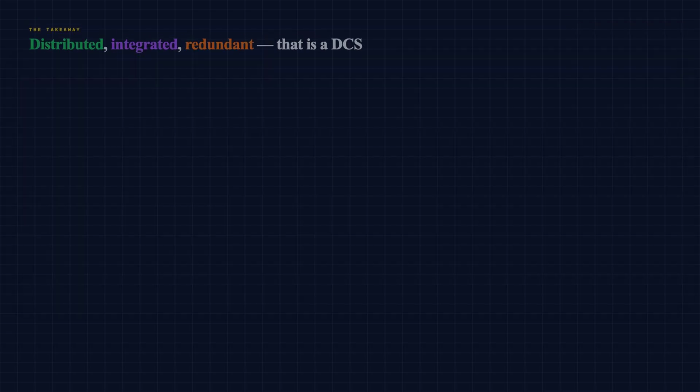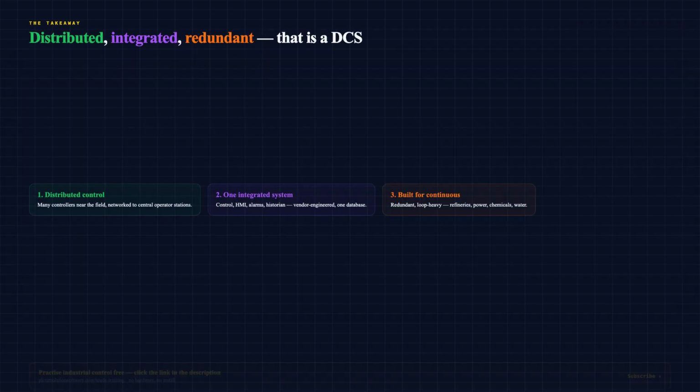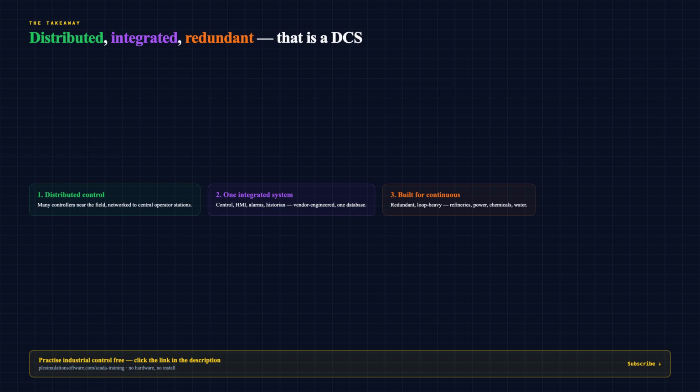So here's what to walk away with. A DCS is one integrated, engineered system for a large continuous process. The control is distributed across many controllers, near the field, networked to central operator and engineering stations. It is built around redundancy, and it is everywhere in oil and gas, power, chemicals, and water. Get that shape in your head, and the term stops being jargon.